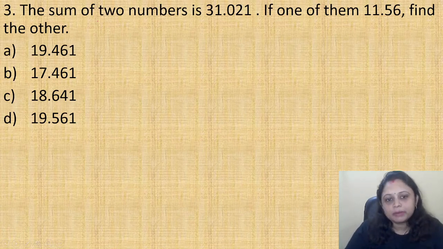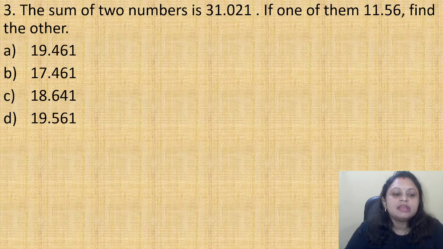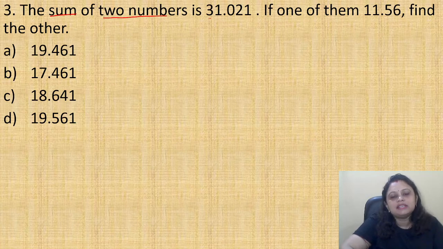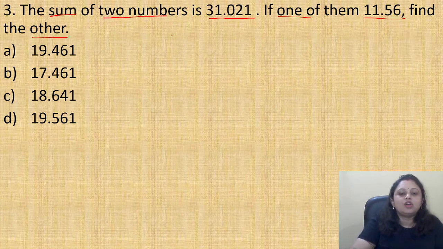The sum of two numbers is 31.021. If one of them is 11.56, find the other. Option A 19.461, B 17.461, C 18.641, D 19.561. So in the question it is given that sum of the two numbers is 31.021, and one of them is 11.56. We have to find the other.